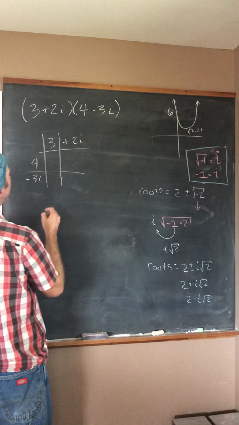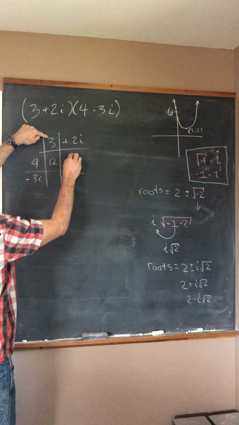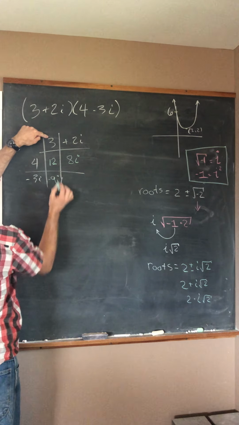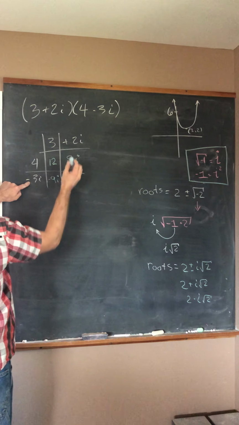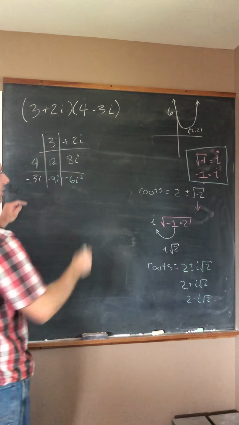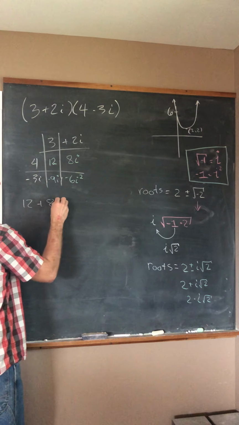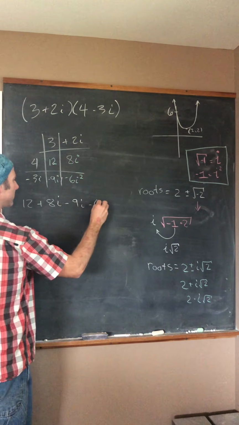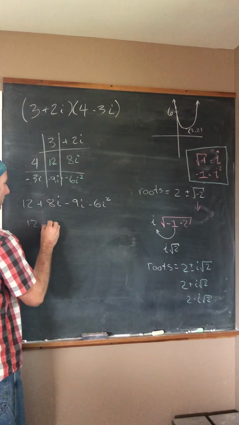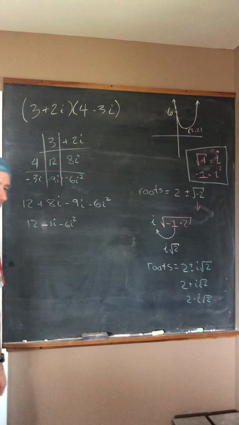Okay. 4 times 3, 12. 4 times 2, 8i. 3 times negative 3, minus 9i. Negative 3 times positive 2, negative 6i squared. i times i is i squared. So let's go ahead and rewrite this, simplify this out. 12 plus 8i minus 9i minus 6i squared. 12 minus 1i minus 6i squared. Are we done?